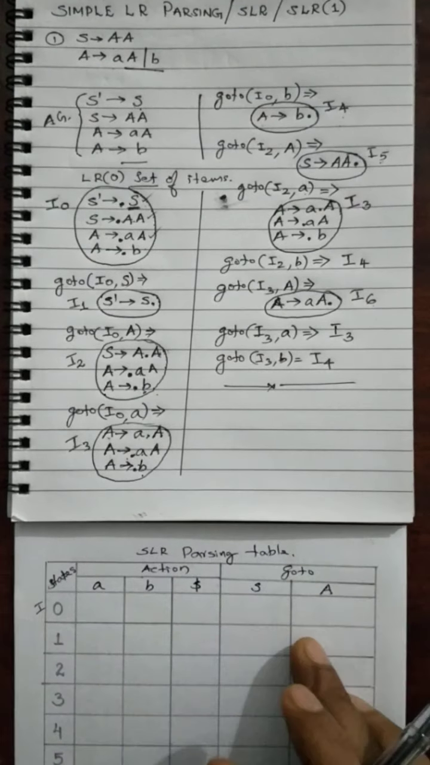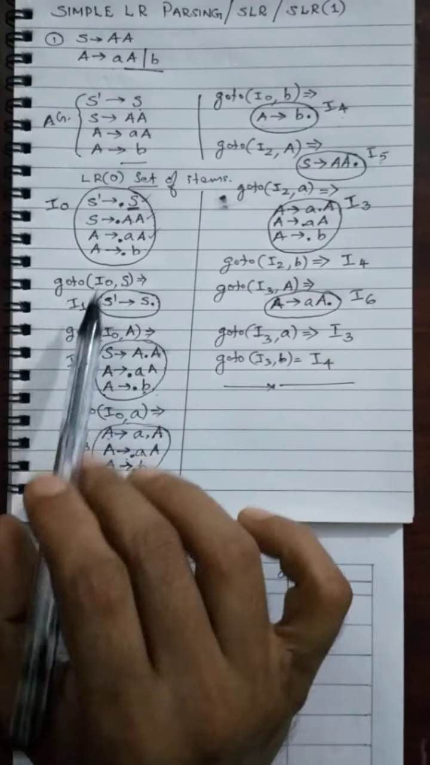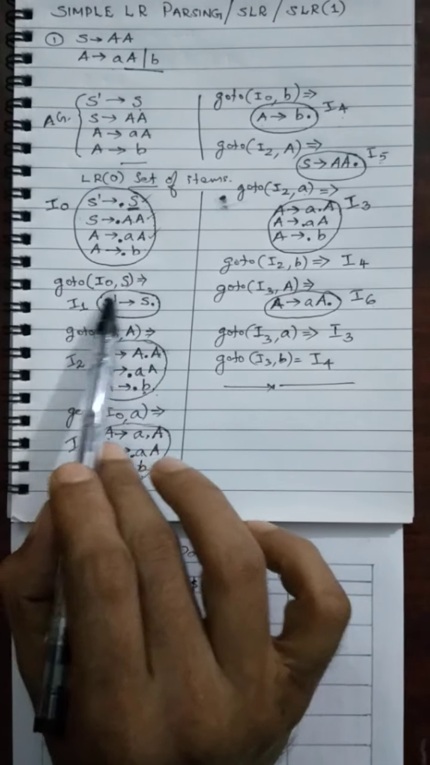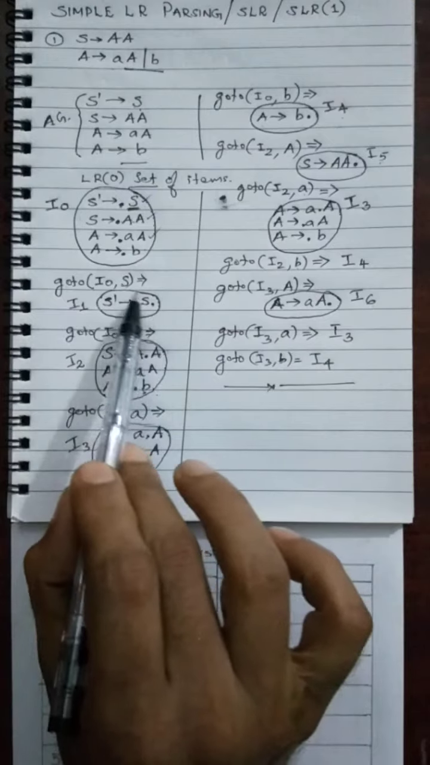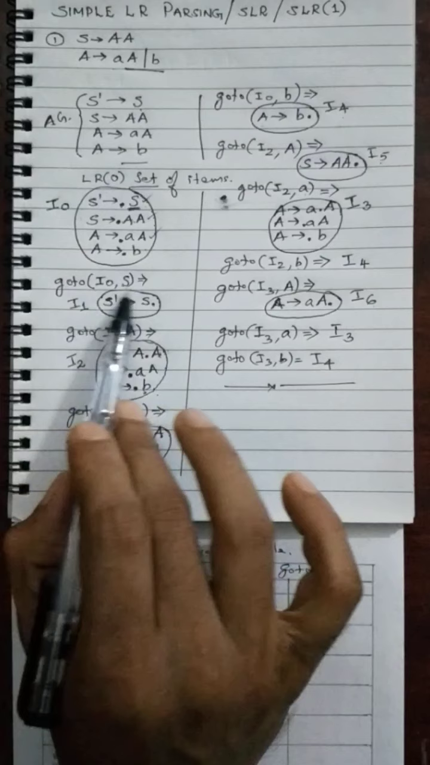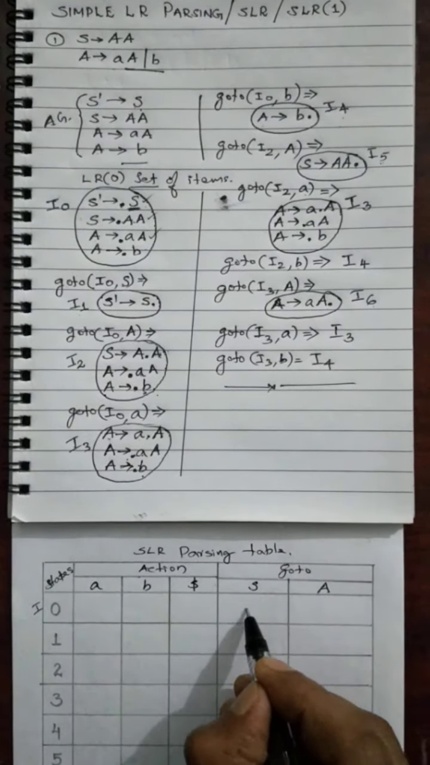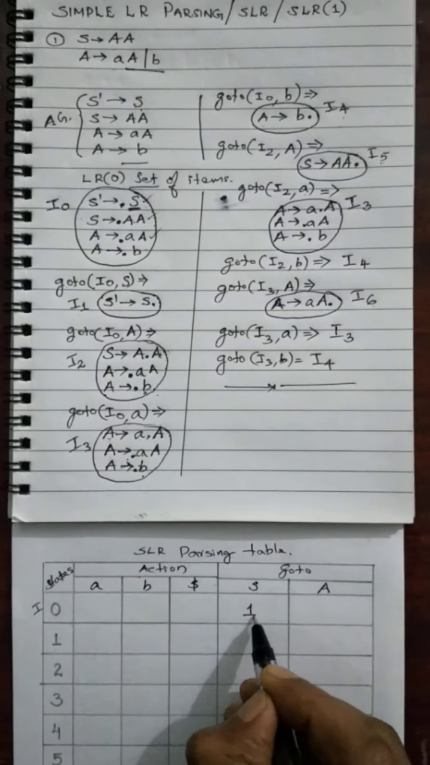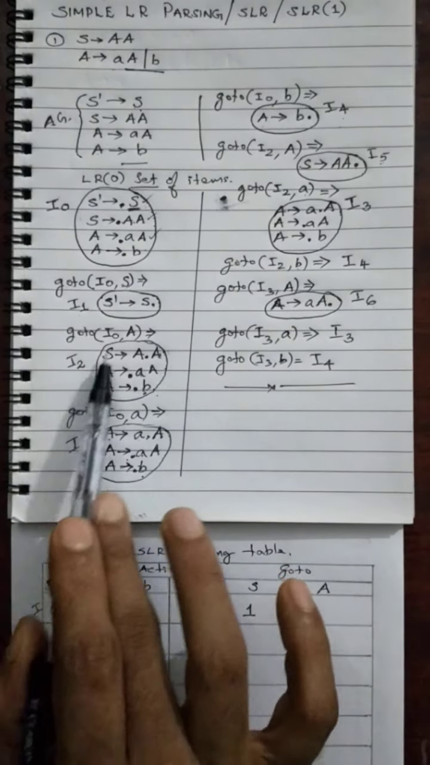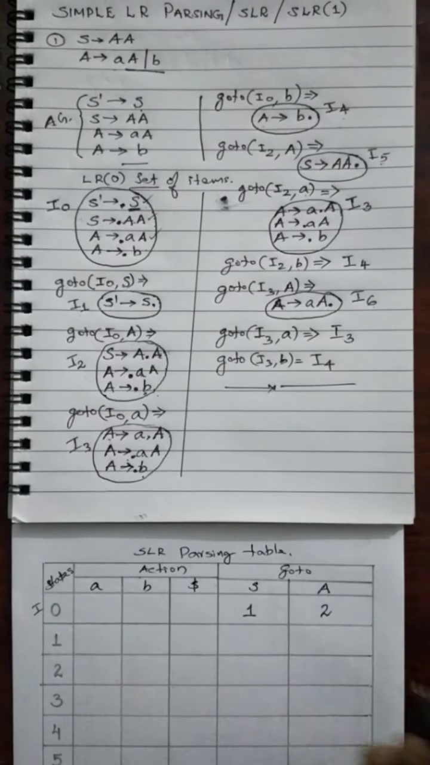Now let's fill in this table. This is our I0, and from I0 with capital S, whatever state you are getting has to be mentioned. With I0 S you are moving to I1. So I will write the state number over here, that is 1. Now I0 with capital A, you have to write 2.